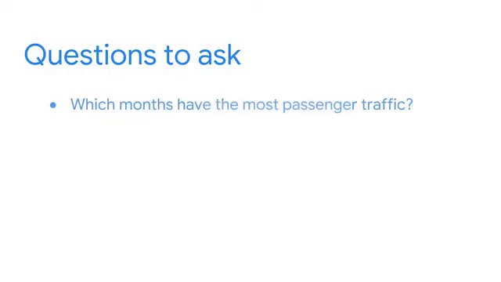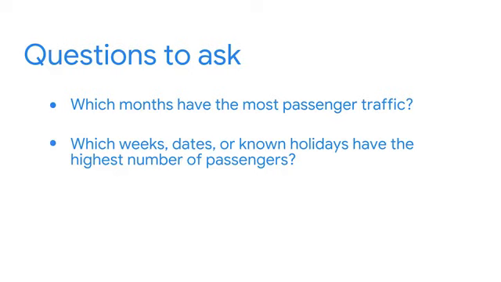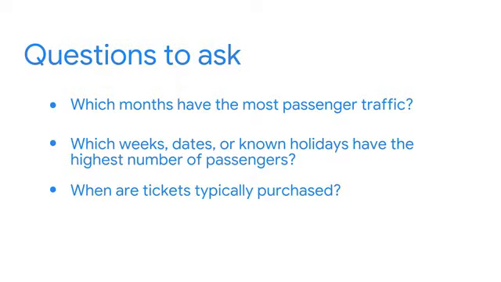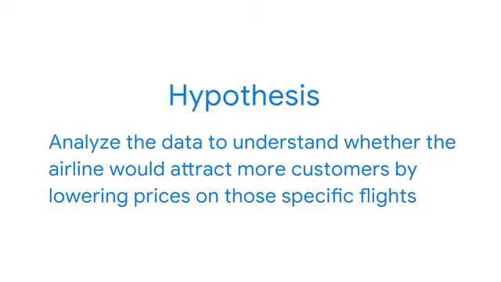For example, imagine you work as a data analyst for an international airline and you need to determine whether lowering the prices of tickets will attract more customers in certain days of the week. To solve this problem, you might ask, which months have the most passenger traffic? Which weeks, dates, or known holidays have the highest number of passengers? When are tickets typically purchased? Then you'd form your hypothesis. In this case, your hypothesis might be, I predict that Tuesdays and Wednesdays of a normal business week have the fewest number of passengers and flights. So, if the airline lowers prices for Tuesdays and Wednesdays during non-holiday weeks, then they will sell more tickets.